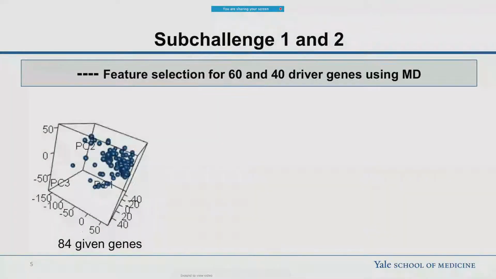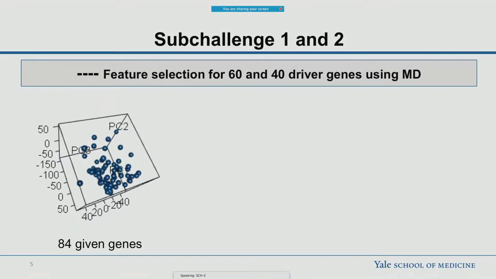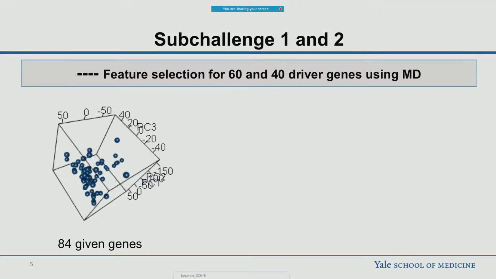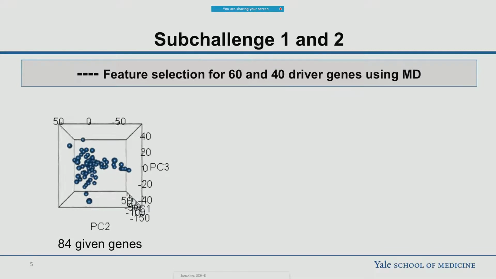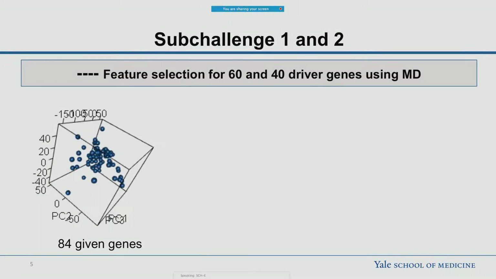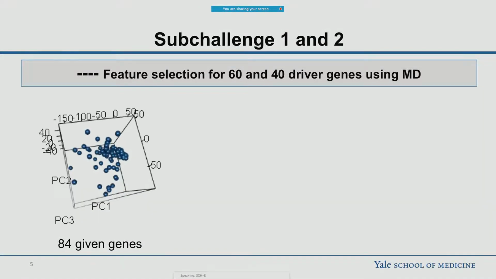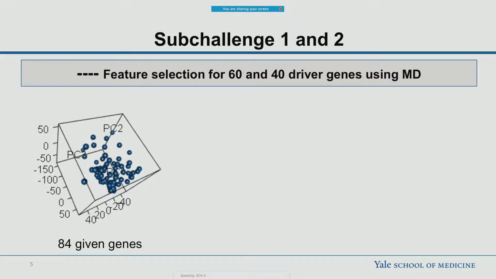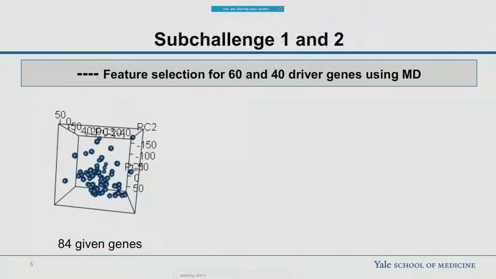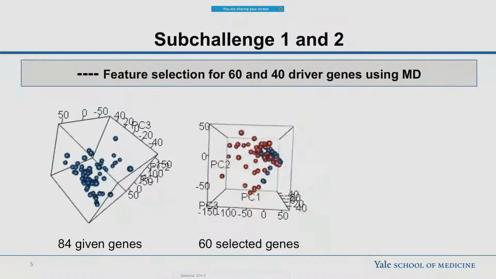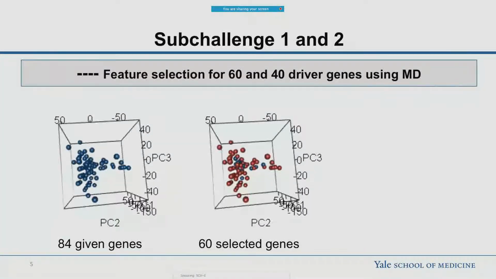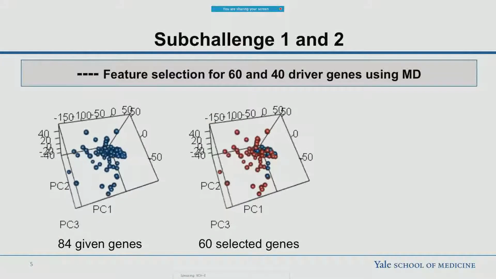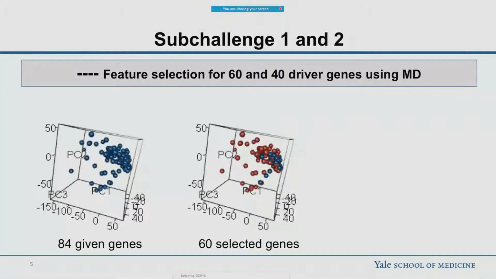To visualize the feature selection step of our maximum distance method, here I just use the first 3 PCs to represent each gene expression value. Each blue point represents a gene. We have 84 given genes in total, and we want to select 60 from them. By using the maximum distance method, the red points represent the genes we selected, and the blue ones are the genes we didn't use.